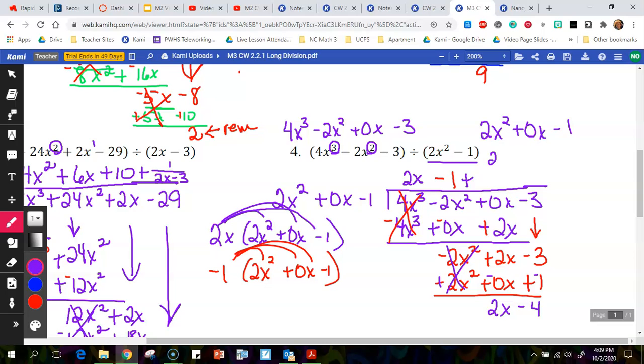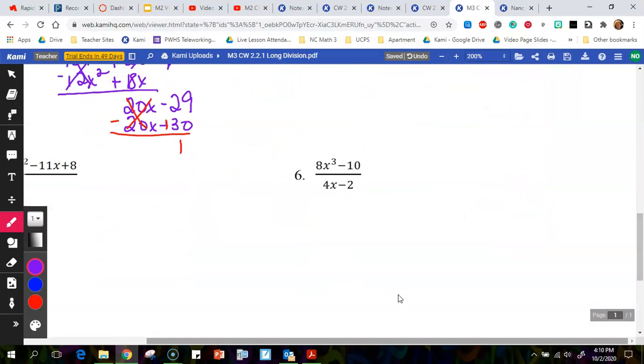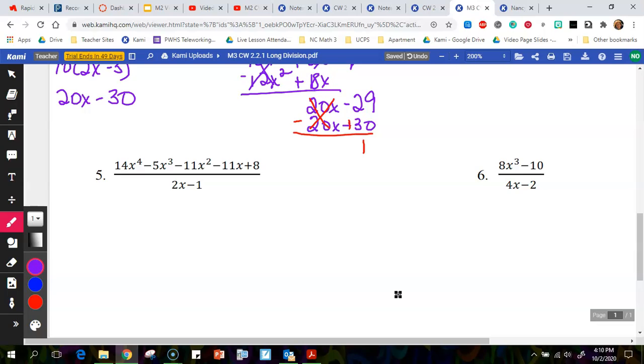Plus, okay, this is going to be kind of long. 2x minus 4 is the numerator. And then you put this in the denominator: 2x squared minus 1. That was our original divisor. All right, we're getting there. Got 2 more. Okay, I want you to try number 5.